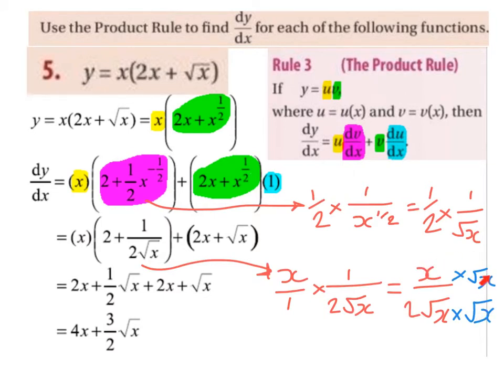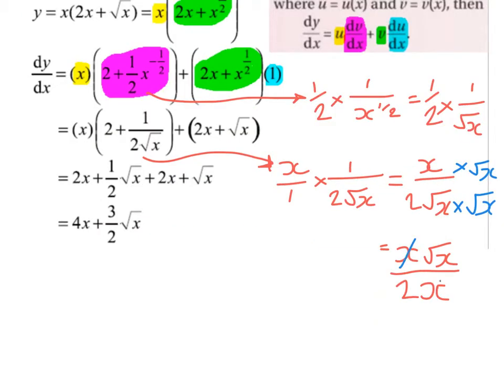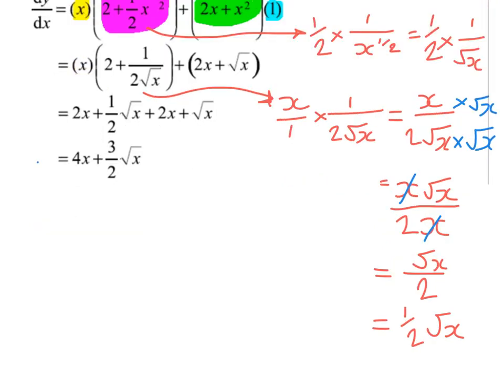And x times root x gives us x root x. And 2 root x times root x gives us 2x, because root x times root x is x. Then x and x will cancel, which gives us root x over 2, which is the same thing as a half root x, which is what we have here, a half root x.